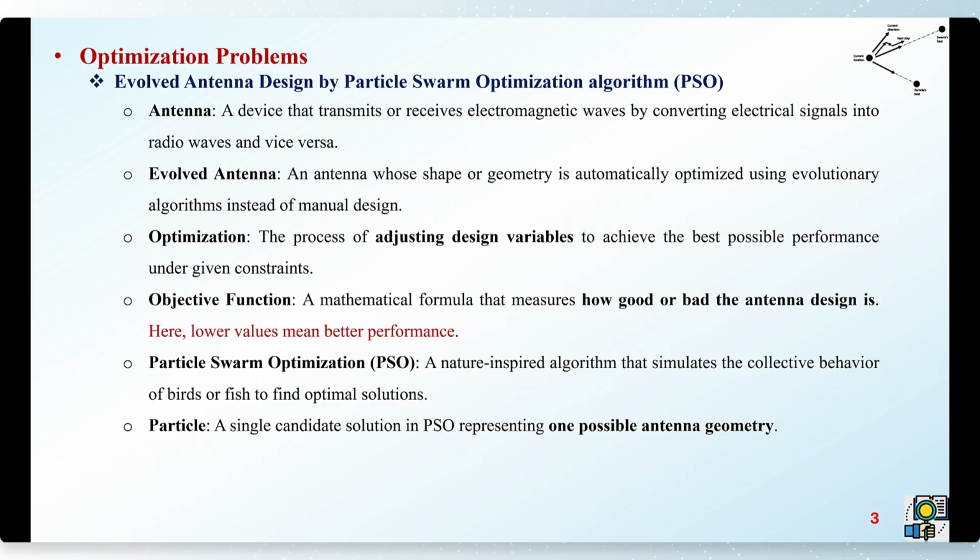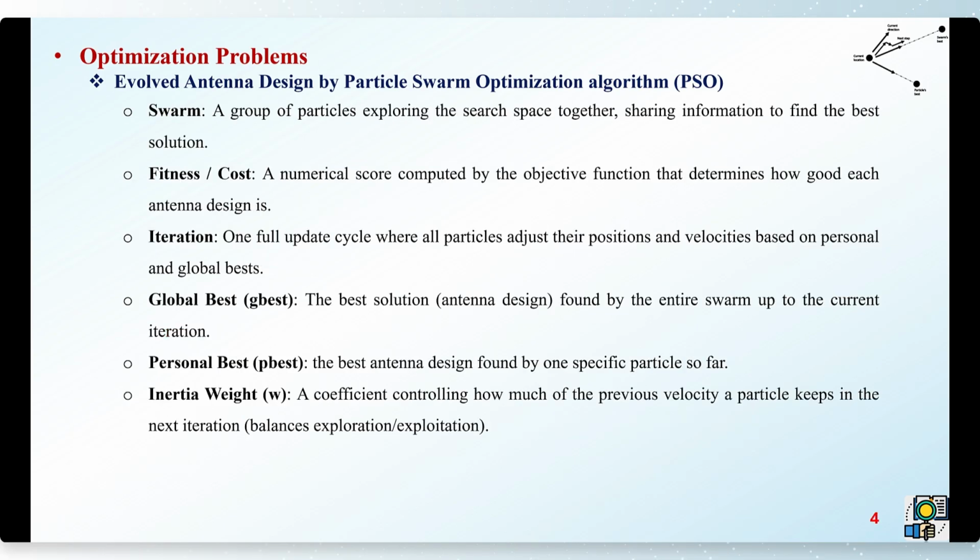Also, PSO has some elements, like the particle. A particle is a single candidate solution in PSO, representing one possible antenna geometry. A swarm here is a group of particles exploring the search space together, sharing information to find the best solution. Fitness, or cost, which is cost here, is a numerical score computed by the objective function that determines how good each antenna design is.